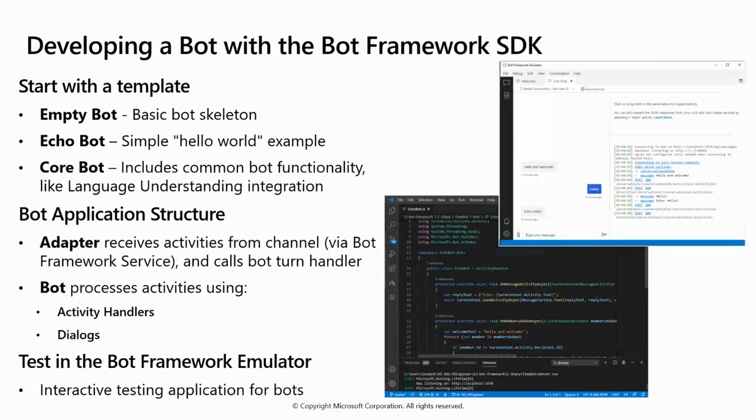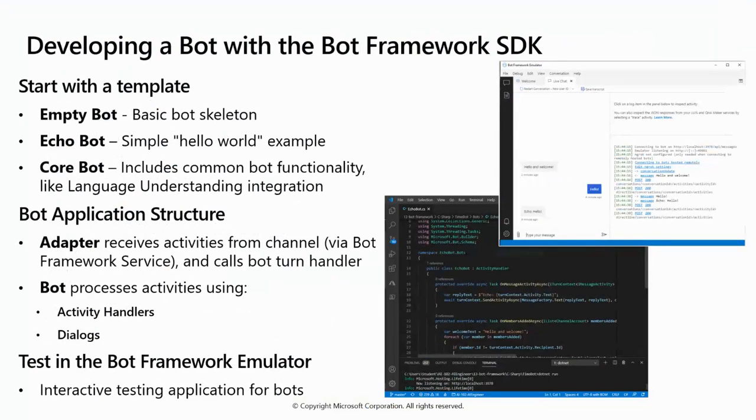We have the empty bot. This is a simple bot skeleton. We have the echo bot. It's like a simple hello world sample in which the bot responds to messages by sending the message text back to the user. For example, if I write, hi, how are you? The bot will respond, hi, how are you? That's all. And we have the core bot.